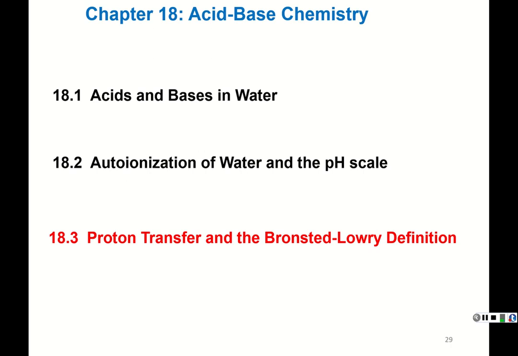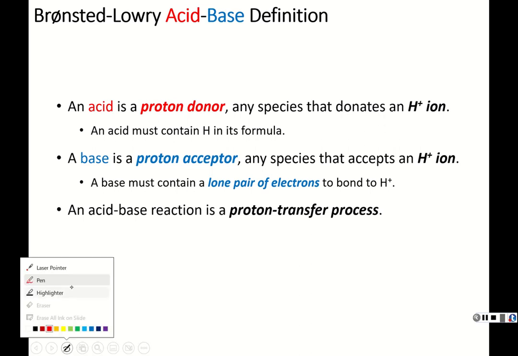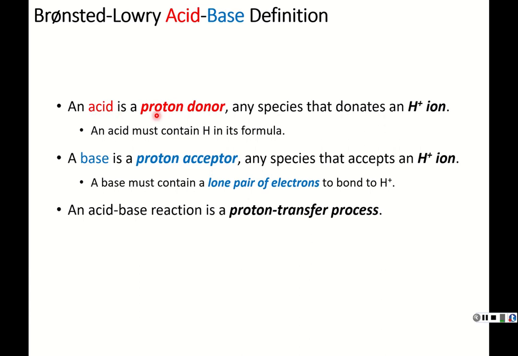Okay, our last review section is section 3 in chapter 18. This is where we introduce the Bronsted-Lowry definition of acids and bases. In this definition, an acid is a proton donor, something that gives up a proton. Much like the Arrhenius definition, an acid has to have a hydrogen in its formula. A base is a proton acceptor, so that's any species that accepts an H plus ion.